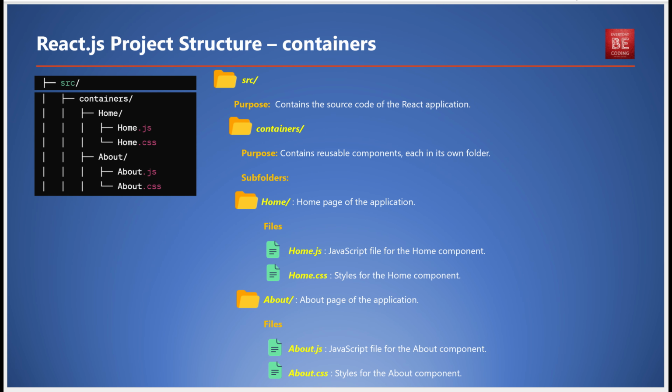At the heart of this structure is the src directory, housing the core functionality and components of the application. Starting with containers, these directories are not just folders, they are the backbone of your application's user interface. Each container, such as Home and About, includes both JavaScript and CSS files, crucial for defining the structure and style of major page components.